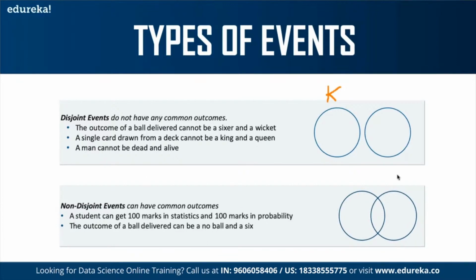And a non-disjoint event works the same way. If we have kings, then in specific color, right? If we have students who are getting 100 marks in stats and 100 marks in probability, it can happen, right? And the outcome of a ball delivered can be a no ball and a 6, right? Again, it can be a no ball, it can be a 6 as well. And that's where they will be overlapping.